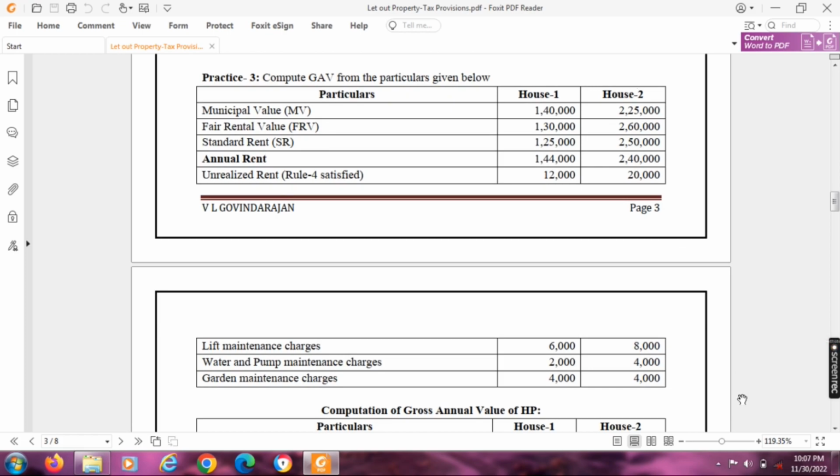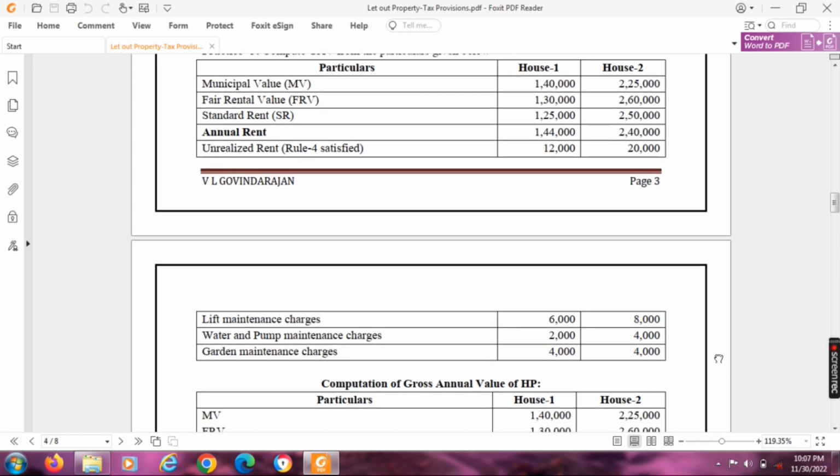Now let me see practice 3. Compute gross annual value from the particulars given below. House 1, house 2. Municipal value given, fair rental value given, standard rent given, annual rent also given, unrealized rent also given, and lift maintenance charges, water and pump maintenance charges, garden maintenance charges, and the property's other maintenance expenses are given. How to compute the gross annual value? Let me see the answer.